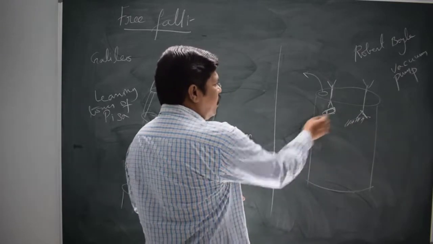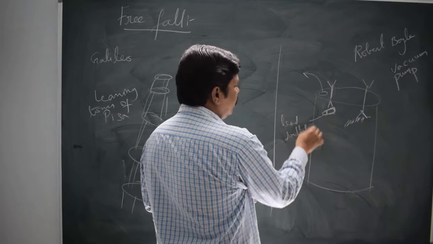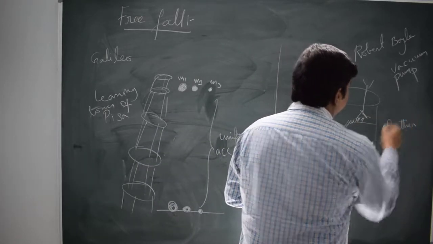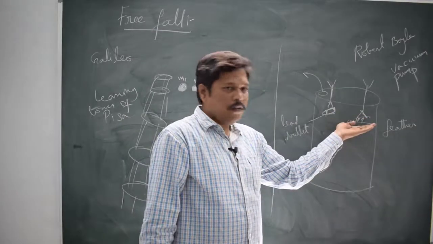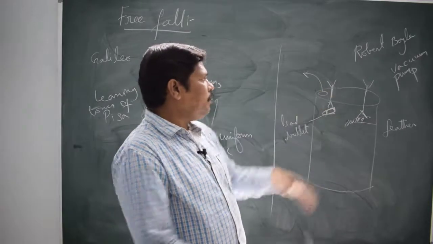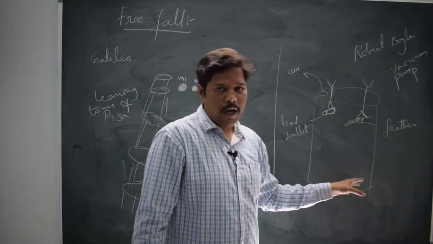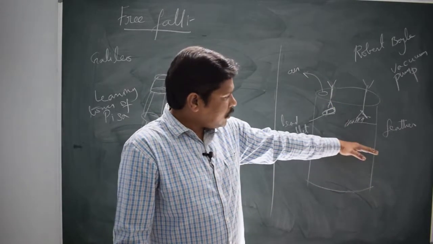This is the lead bullet, which is heavy, and the other is a bird feather, which is the lighter one. Normally, the feather will take much more time to reach the surface. With the help of the vacuum pump, he pulled all the air out of this glass jar, completely making it a vacuum, so there is no air resistance inside it.